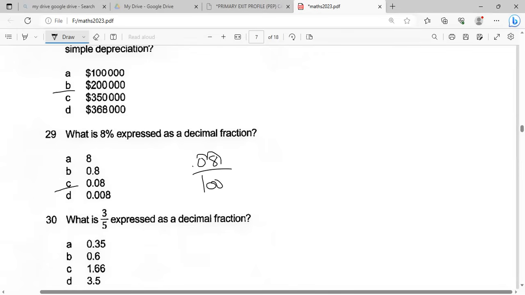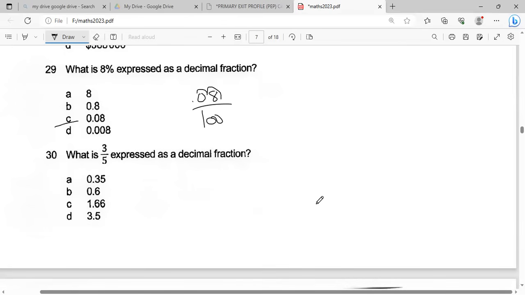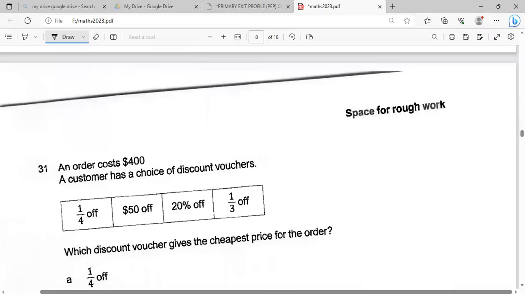Number 30, we're halfway there. What is 3/5 expressed as a decimal? So we're just going to divide 3 by 5. All right, 5 into 3 goes 0 times. 5 into 30 goes 6. So 0.6. As I said, guys, I will do the rest of this video slower.